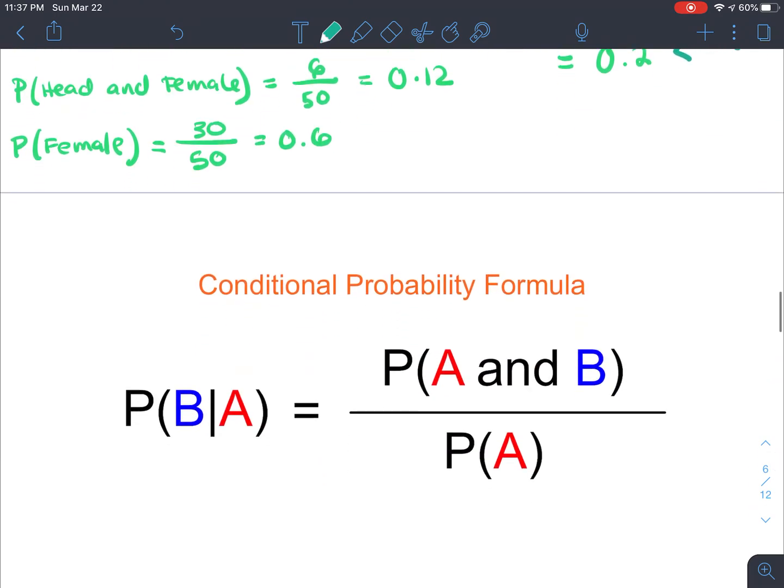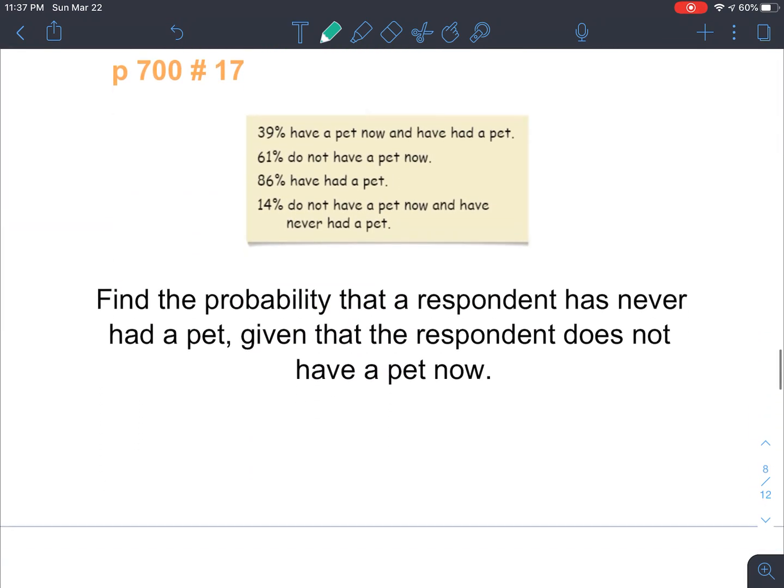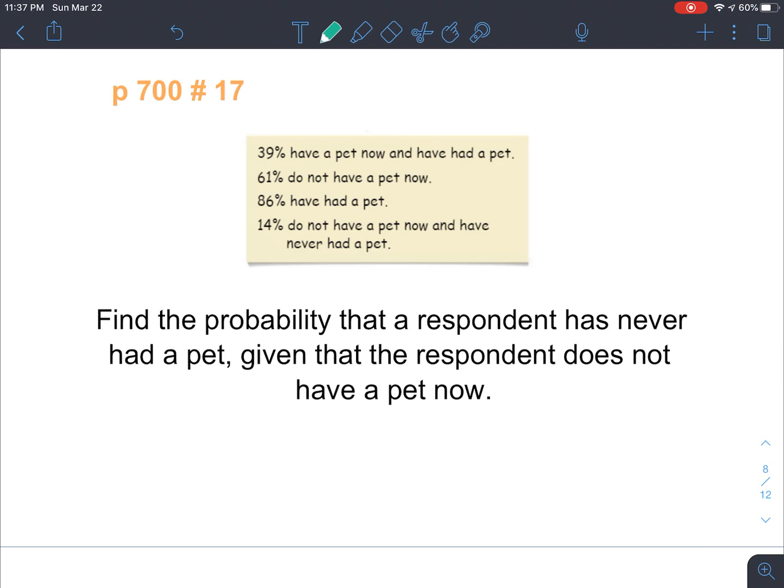What happens when we don't have a two-way frequency table? How do we calculate? We're going to use this formula, and we're going to look at page 700, number 17. We're given some information. 39% have a pet now and have had a pet. 61% do not have a pet now, 86% have had a pet, and 14% do not have a pet now and have never had a pet. We are being asked to find the probability that a respondent has never had a pet, given that the respondent does not have a pet now.